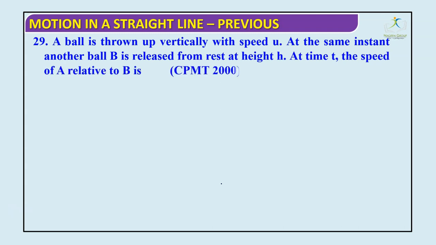Next question is given, a ball is thrown up vertically with a speed u. At the same instant, another ball B is released from rest at height h. At time t, the speed of A relative to B is? This question came in CPMT 2000. Options are u minus 2gt, third, under root u square minus 2gh, and the fourth one is u minus gt.